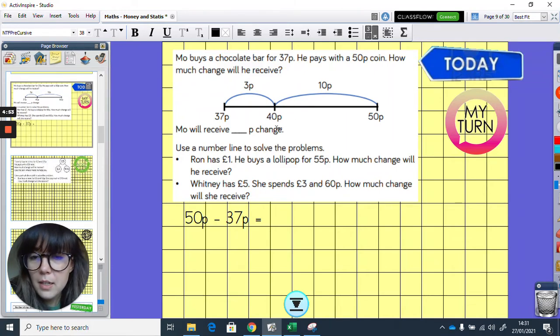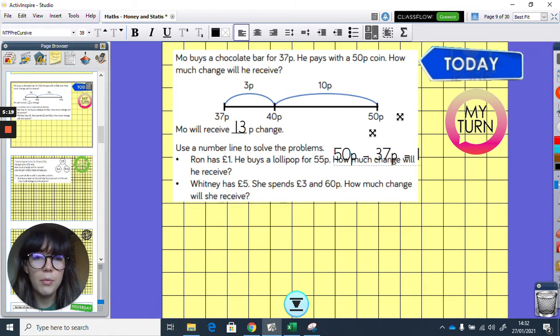We're now on 40p and we need to get to 50p, don't we? Because that's our end total. So we add 10p to our 40p to get 50p. So how much has he got altogether? How much change is he going to get? You add the 10p and the 3p, and that will equal 13p altogether. So Mo receives 13p change.